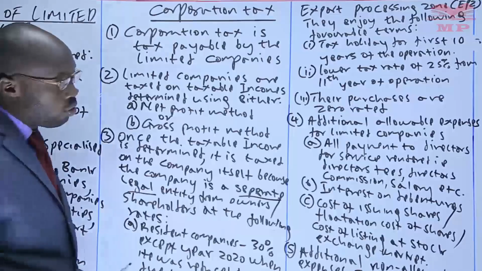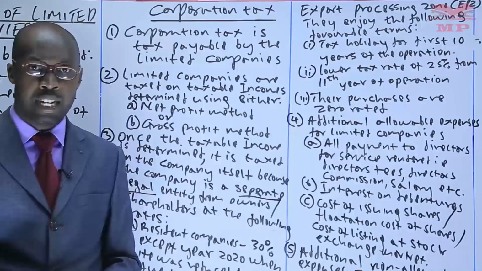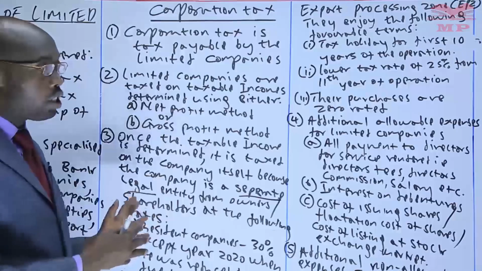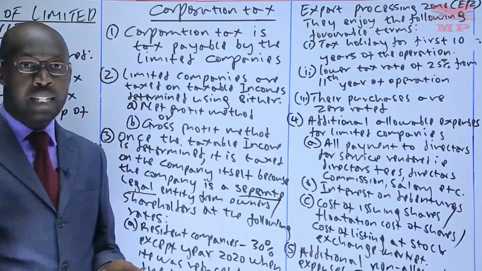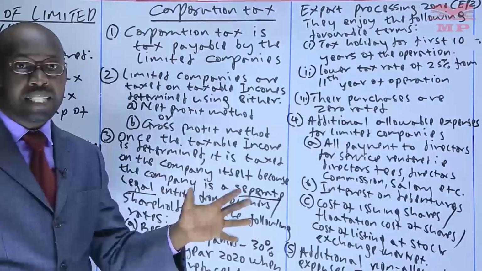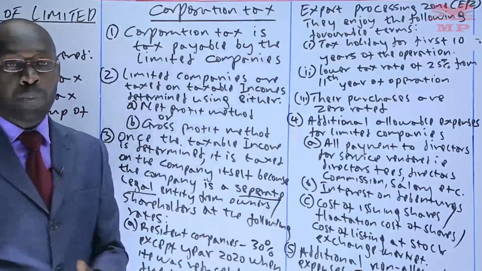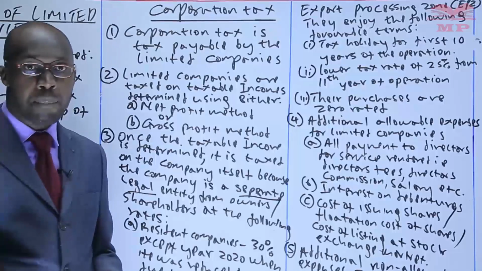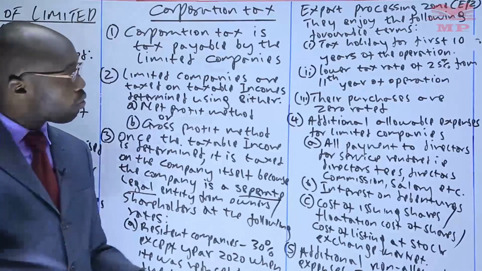Point number 4 that you need to know when you're determining the corporation tax is what we call additional allowable expenses for the limited company. Before we got here, we had already looked at the taxable income of the business, non-taxable incomes, allowable and non-allowable expenses of the general business, whether it is a partnership, a sole proprietorship, or a limited company. However, now when you narrow down to the limited company, there are those expenses that you only find in the limited company, and they are usually allowable. So these are the ones.